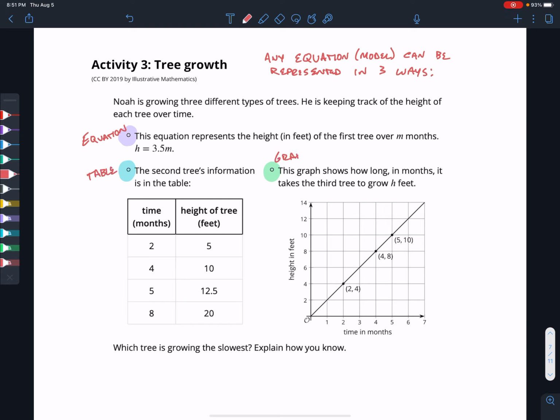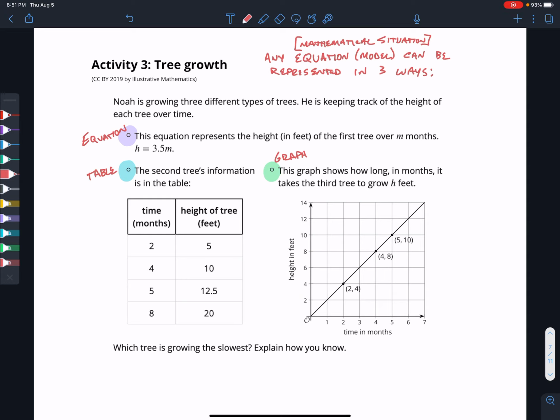So what's basically happening here is we've got Noah showing us three different trees in the 3 different ways that we can possibly show any model or any situation. Maybe we can even just say mathematical situation. So any mathematical situation can be modeled or represented in these 3 ways.